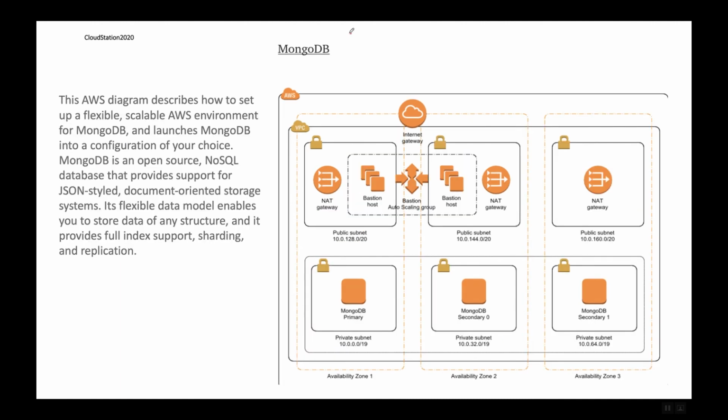So what is MongoDB? MongoDB is the database. This diagram describes how you set up a flexible, scalable AWS environment for MongoDB and launch MongoDB into the configuration of your choice. MongoDB is an open source NoSQL database that provides support for JSON-style document-oriented storage. Its flexible data model enables you to store data of any structure, and it provides full index support, sharding, and replication. Okay, so index support, sharding, just try to clear it.